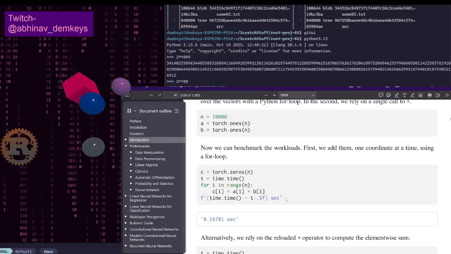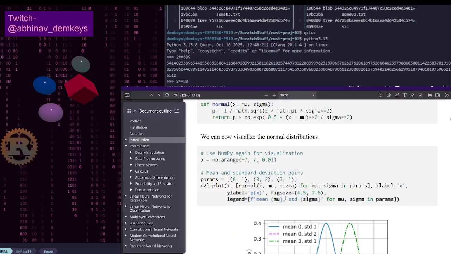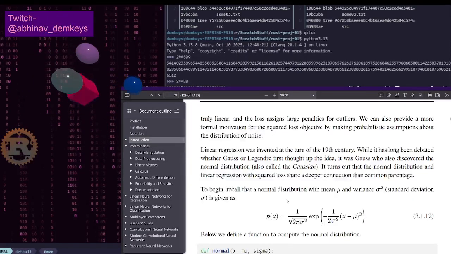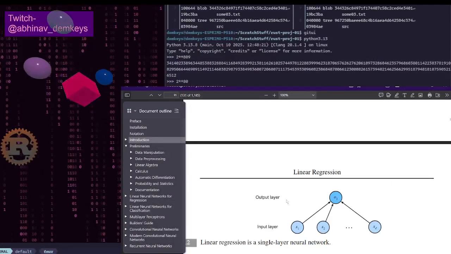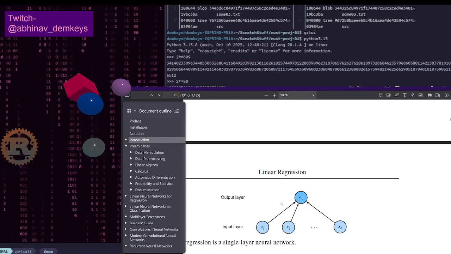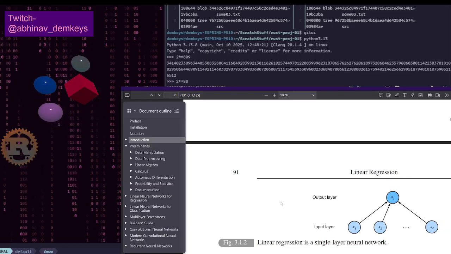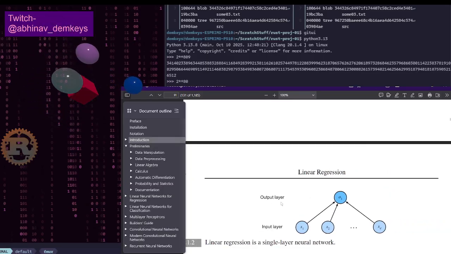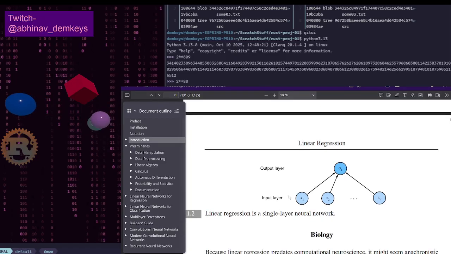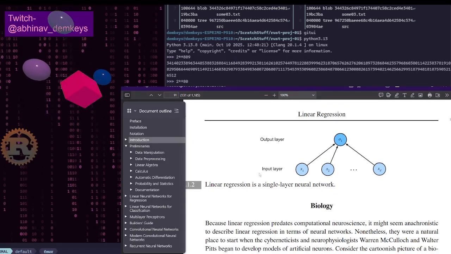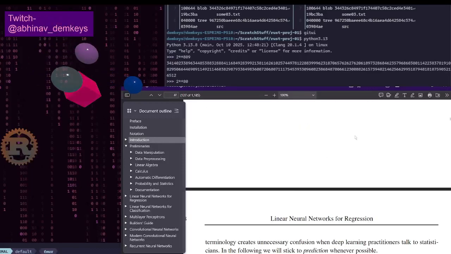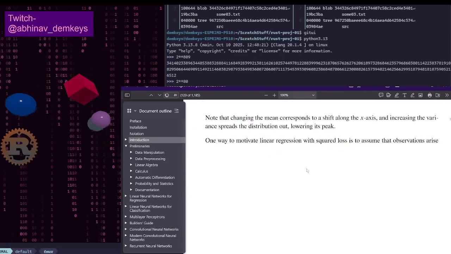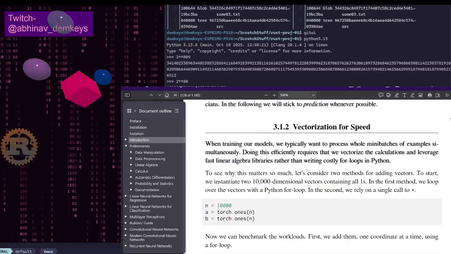Okay, all right, dude. There's a great amount of information here. What are we looking at? What page number is this? 91. Okay. Linear regression is a single layer neural network. Oh, so they first teach us linear regression. Wait, linear regression, where's that diagram?